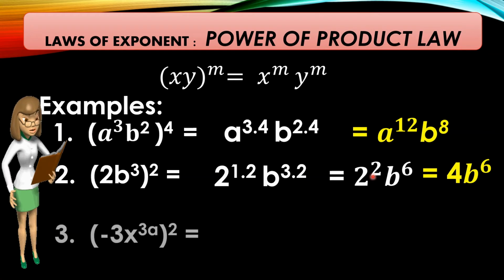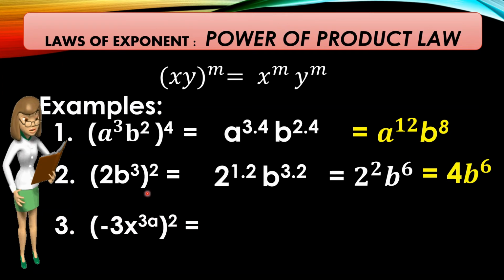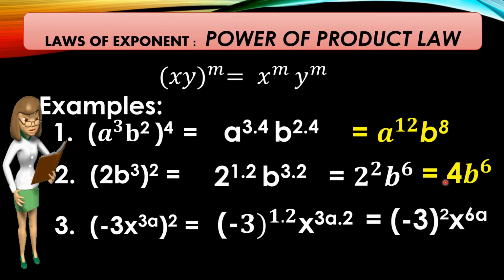Our third example, negative 3x raised to 3a quantity squared is equal to negative 3 quantity raised to 1 times 2, x raised to 3a times 2. So we have negative 3 quantity squared, x raised to 6a, and negative 3 times negative 3 becomes positive 9, x raised to 6a. So these are the power of a product law.